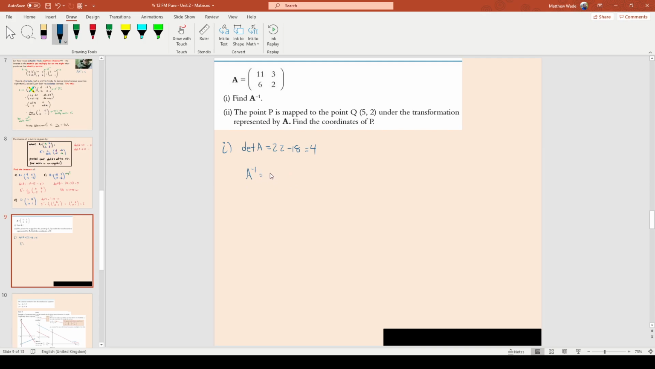Well, A inverse then, what you do? Can you remember? Yeah, 1 over 4. Switch the main diagonal, 2, 11, negative the others. Minus 6, minus 3. Cool? Should I times it back in? I mean, there's no harm in doing it, except if you times it back in, it would just be fractions, which is harder. So, yeah, let's leave it.